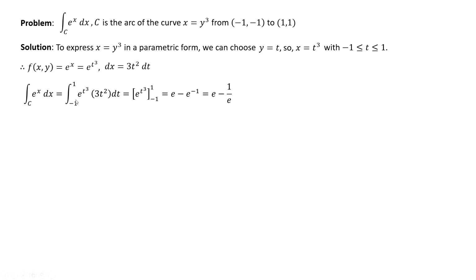Okay, the question is, how do you integrate e to the t cubed times 3t squared dt? Well, substitution. If you say u equals t cubed, then du is 3t squared dt, right? So this just becomes the integral of e to the u du, which is e to the u, which is e to the t cubed. So evaluate that. That's it.